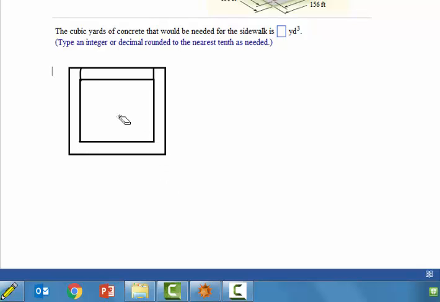All right, so we need to understand something based upon the diagram that's been given to us. What we've been shown above is that this is 156 feet when I go from here to here, and that's true on this side as well. Now, when I look at this portion of the picture, this is 140 feet.